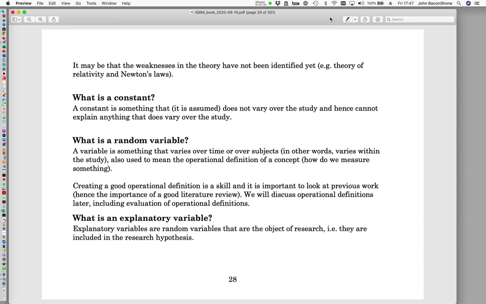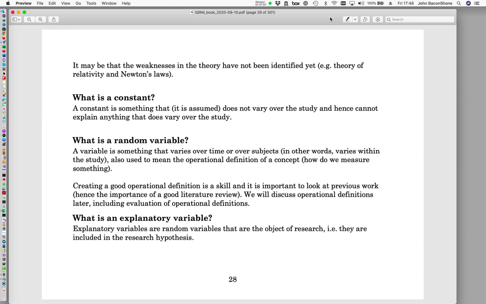So conversely, a random variable is something that varies within the study. It could be that it varies over time. It could be that it varies over the subjects of the study. But we also use random variable to mean how we have defined a concept operationally, meaning how do we measure something, this thing that's varying.